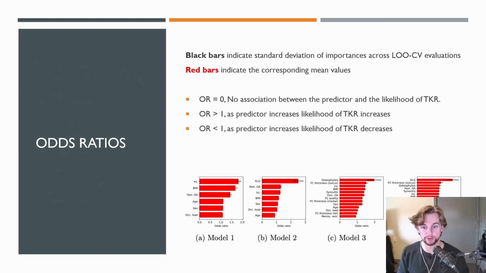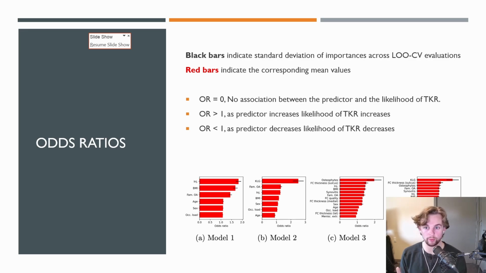We have the odds ratios next. So just a little review. An odds ratio of 1 means that there's no association between the predictor and the likelihood, in this case TKR, total knee replacement. If the odds ratio is greater than 1, then as the predictor increases, the likelihood of TKR, our outcome variable that we're measuring, also increases. As the predictor decreases, the likelihood of TKR decreases as well. And you can see here our 4 models. In model 1, just the patient characteristics alone, we have family OA, BMI, and history of knee injury.